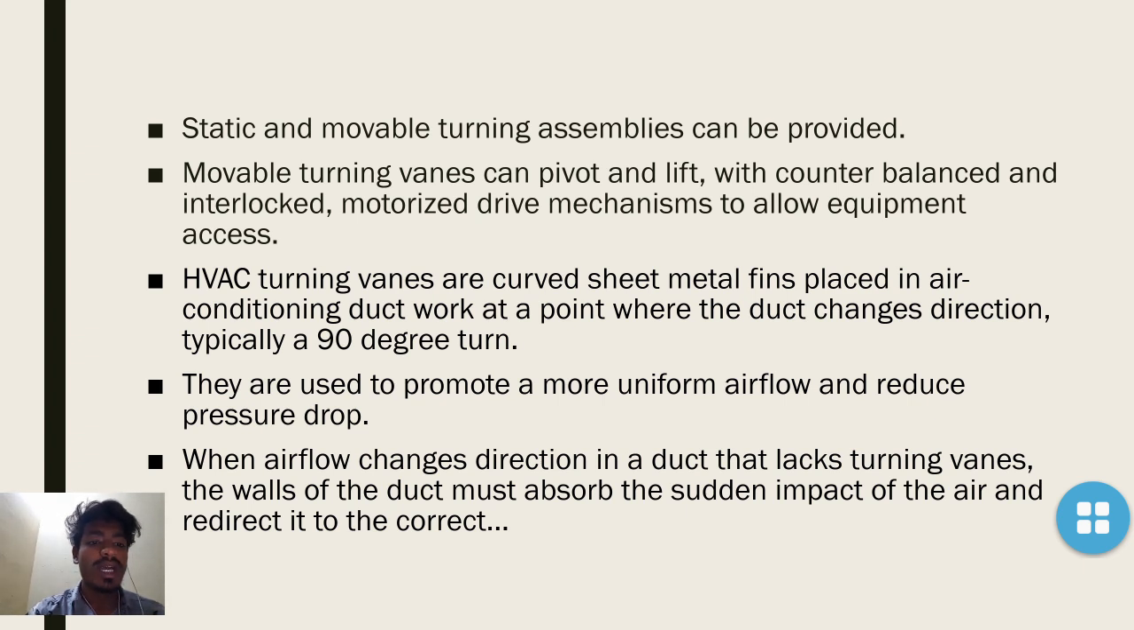HVAC turning vanes are curved sheet metal fins placed in air conditioning ductwork at a point where the duct changes direction, typically a 90-degree turn. They are used to promote a more uniform airflow and reduce pressure drop. When airflow changes direction in a duct that lacks turning vanes, the walls of the duct must absorb the sudden impact of the air and redirect it to the correct direction.